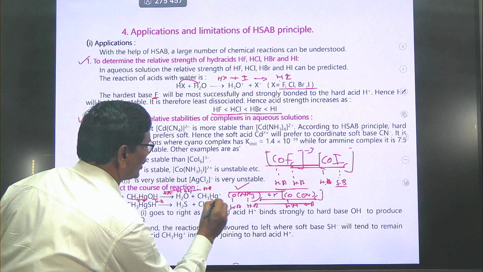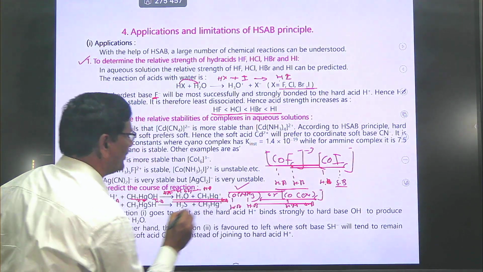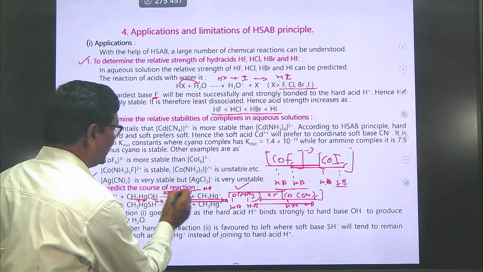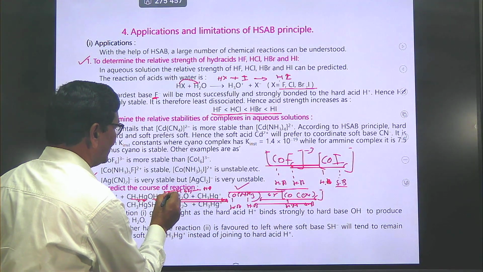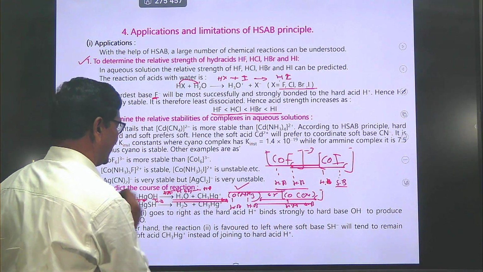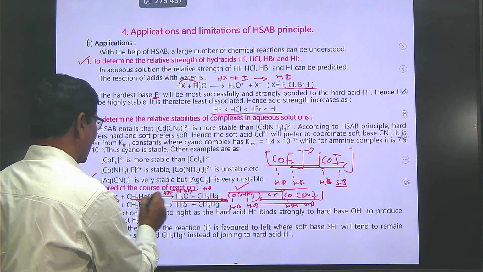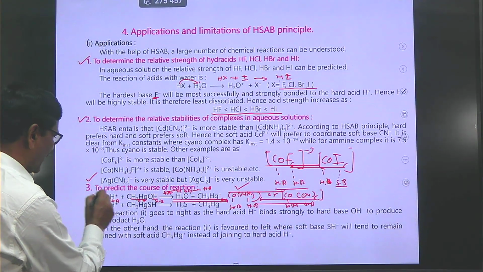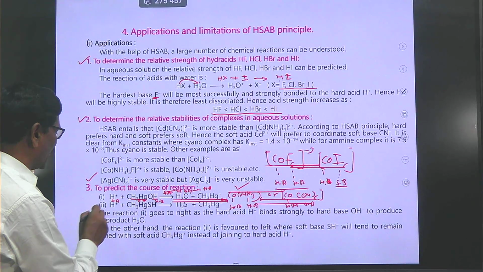Here this is the soft acid. That's why HO becomes stable, because hard acid combines with hard base. That's why this reaction is favorable to the forward direction. Reaction number 1 is favorable to the forward direction.